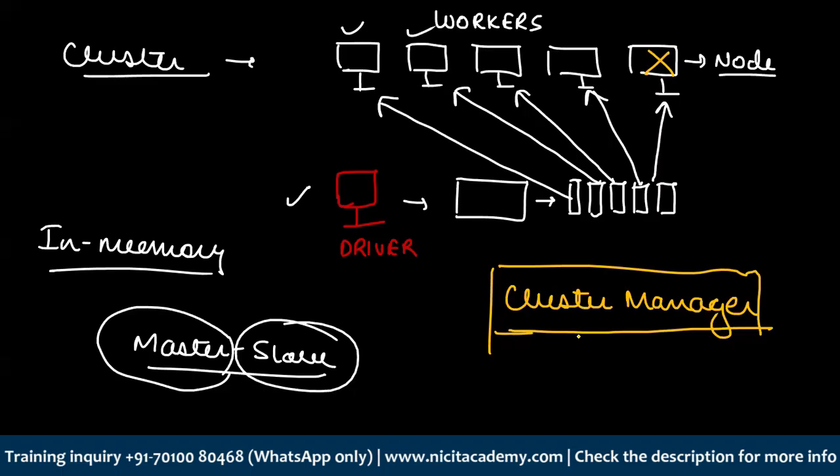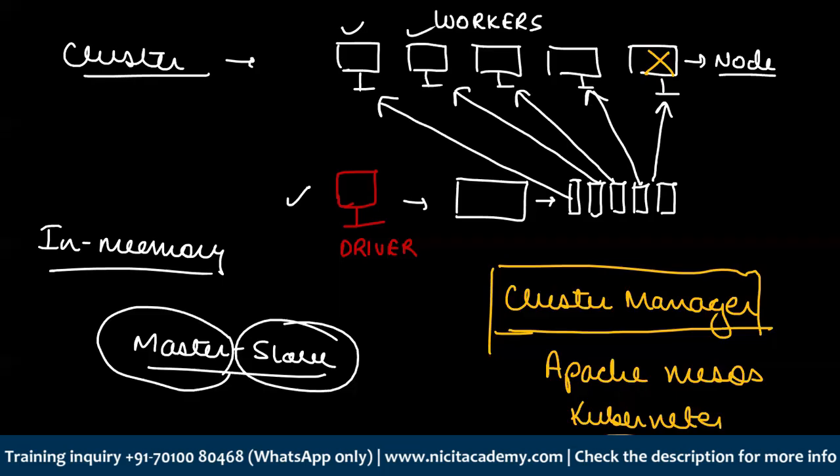So there are many cluster managers. There's something called Apache Mesos. There's Kubernetes. There's Yarn. By default, there is Yarn. Have you heard about Yarn? Yarn is nothing but Yet Another Resource Negotiator. It is used in Hadoop also. So multiple are there. You have some native cluster manager also. You don't have to select a cluster manager dedicatedly. My Spark architecture will come with a cluster manager.